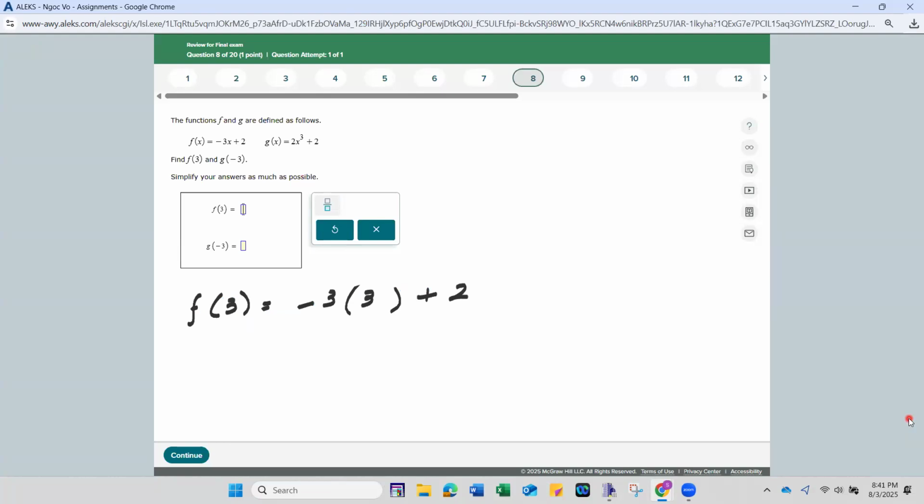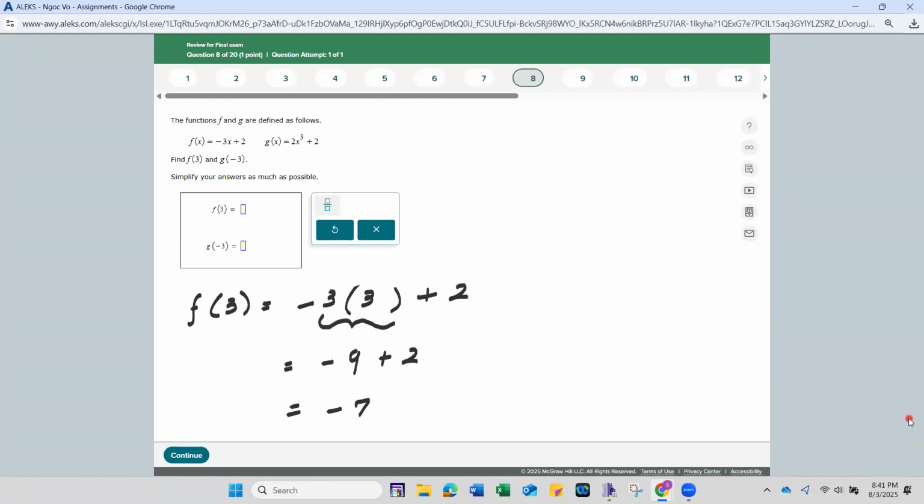Use the PEMDAS rule. According to the PEMDAS rule, we do multiplication first. So first you need to multiply these two values. Negative 3 times 3, which is negative 9. And now you can add, which gives you negative 7.